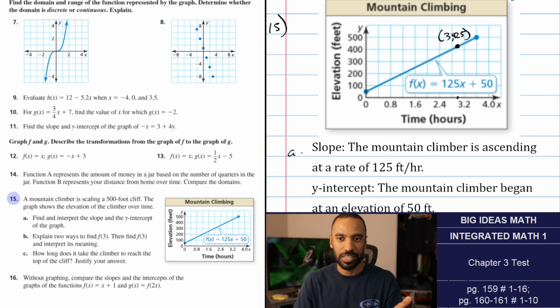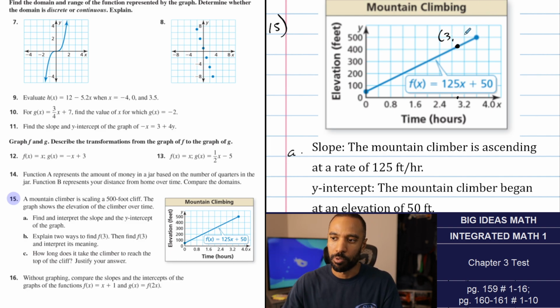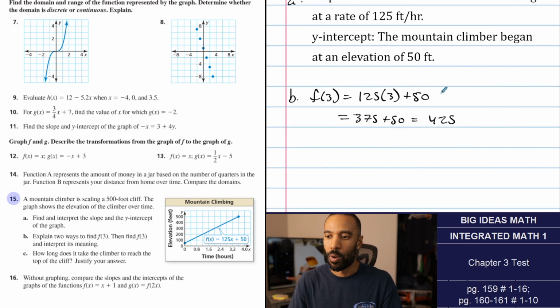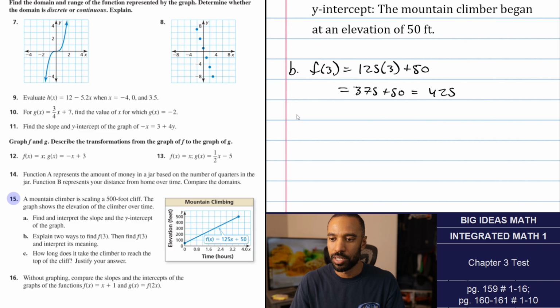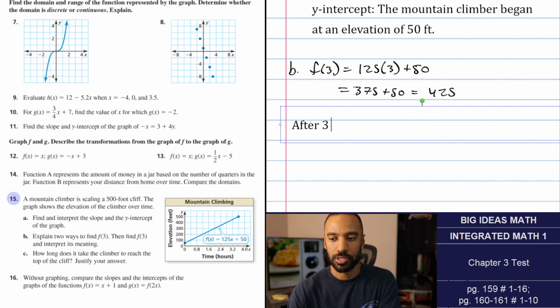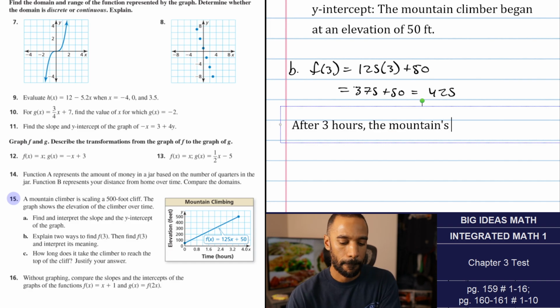Will you find it exactly? Probably not as well. So if they ask which would you prefer, when I have the equation, I'd prefer that, but this is the representation as well. When x, time in hours, is 3, your elevation is 425 feet. So what they're stating on f of 3 is 3 hours into the climb. After 3 hours, the mountain climber's elevation is 425 feet.